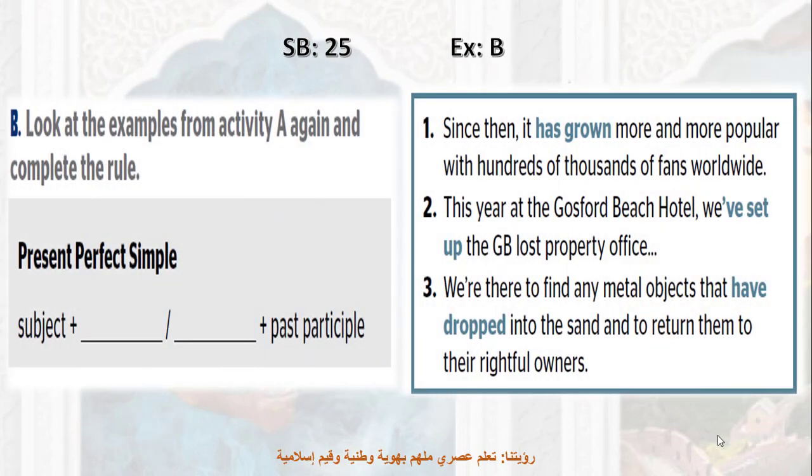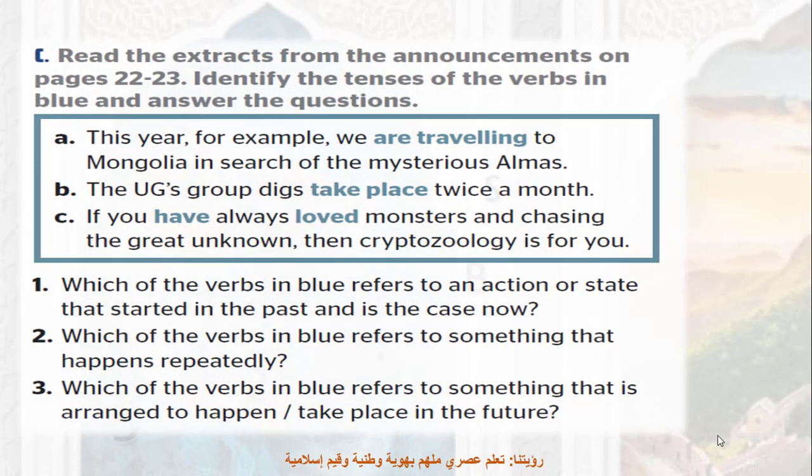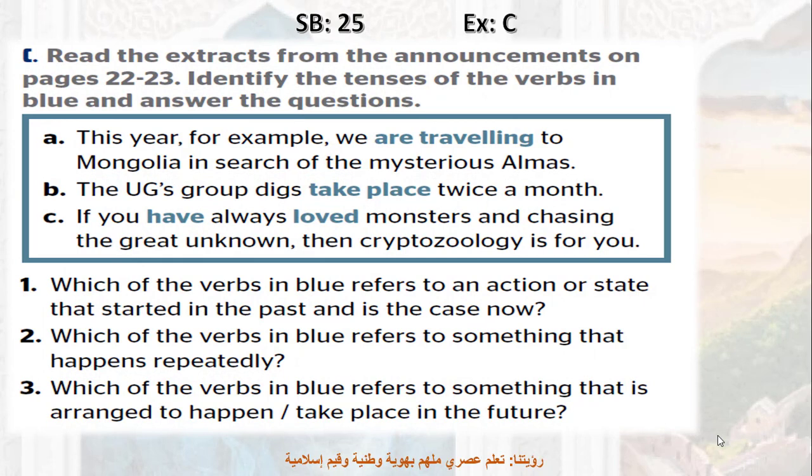Look at the examples from activity A again and complete the rule. Present perfect simple: subject plus have or has plus past participle. Good. This is a rule. We should learn it. Students book, page 25, exercise C. Read the extracts from the announcements on pages 22 and 23. Identify the tenses of the verbs in blue and answer the question.